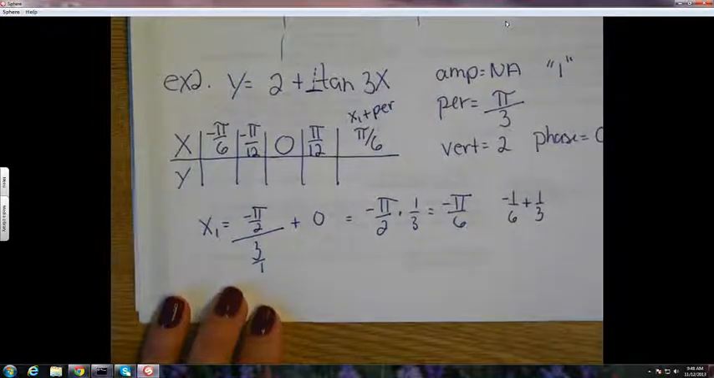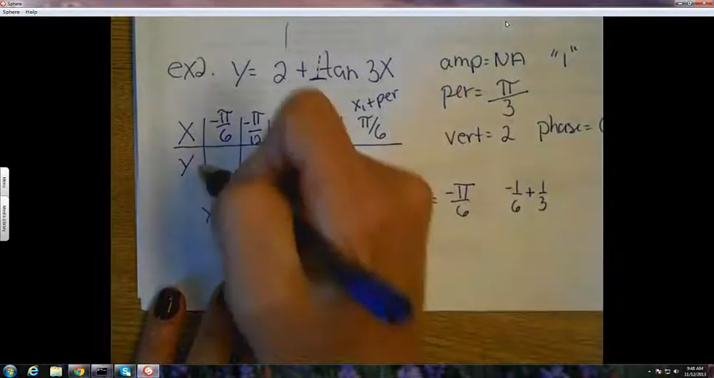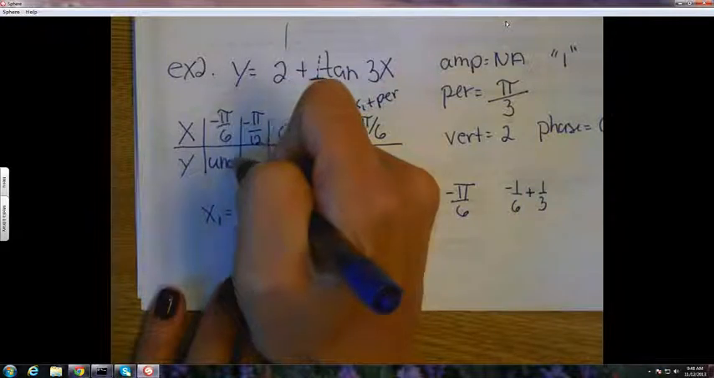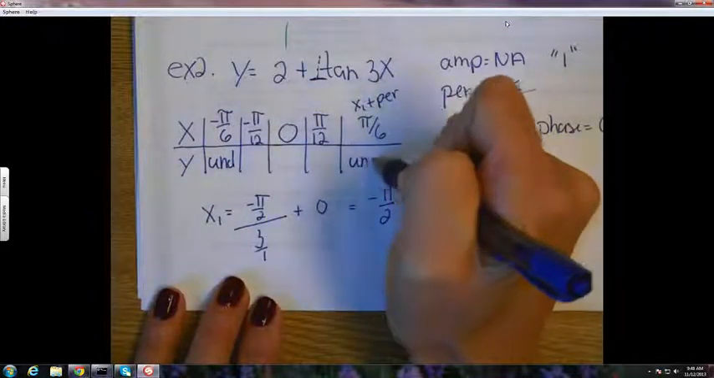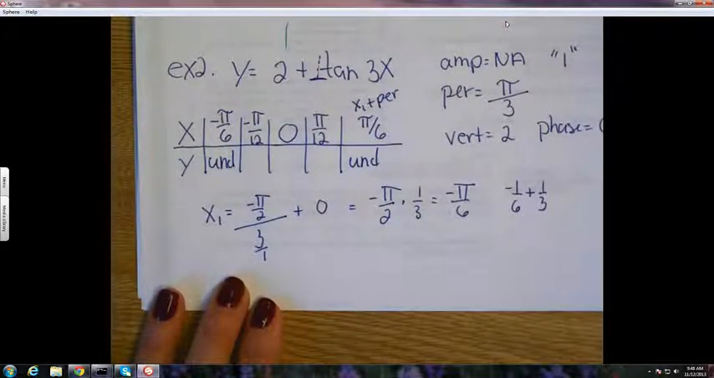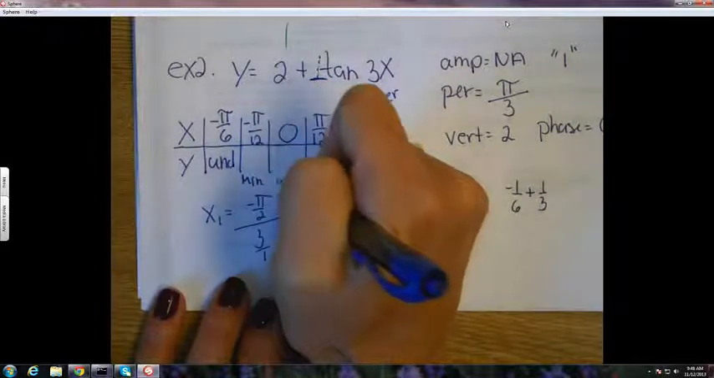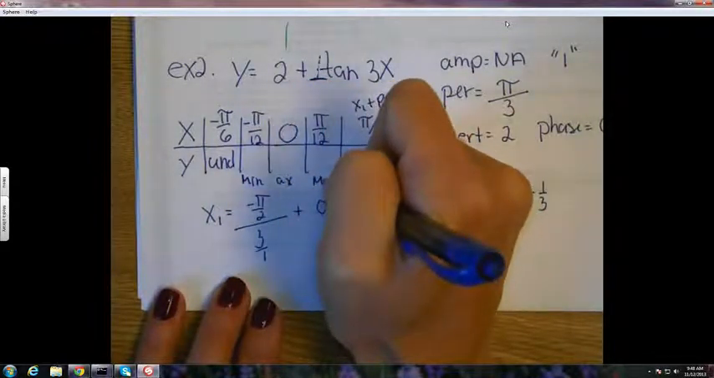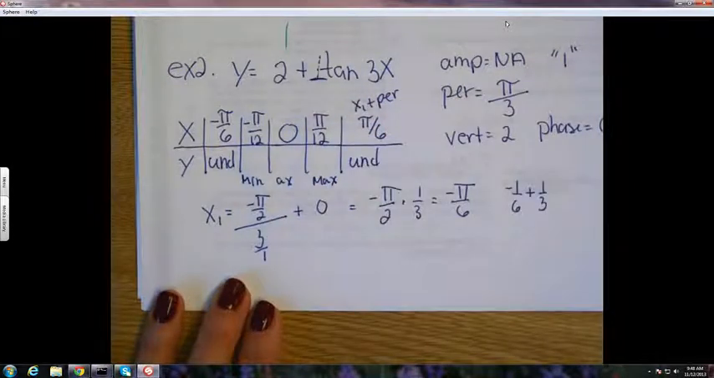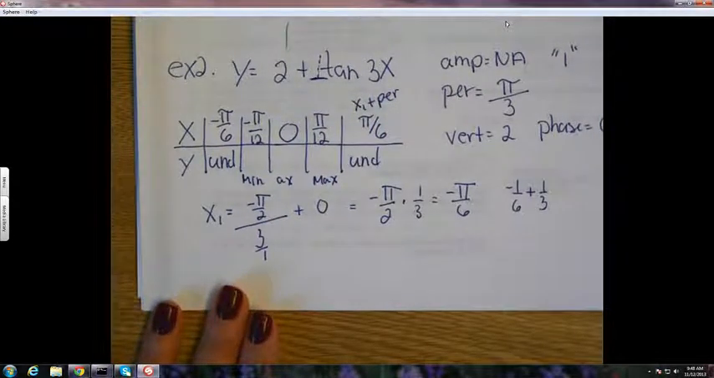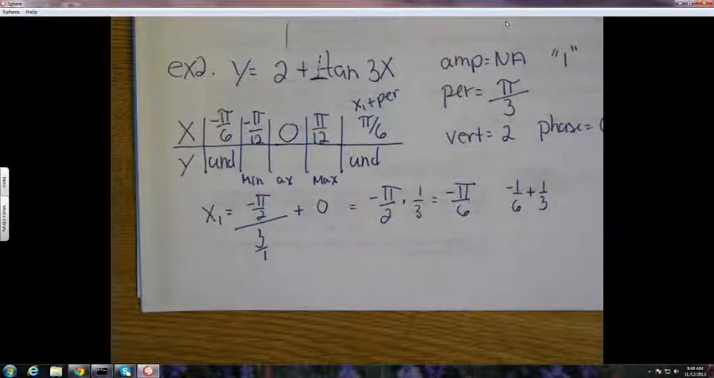Okay, the y's, I know it starts and ends with an asymptote. And then tangent is min, x, max. Do I have an axis value that's not 0? I should probably start there. My axis is at 2.